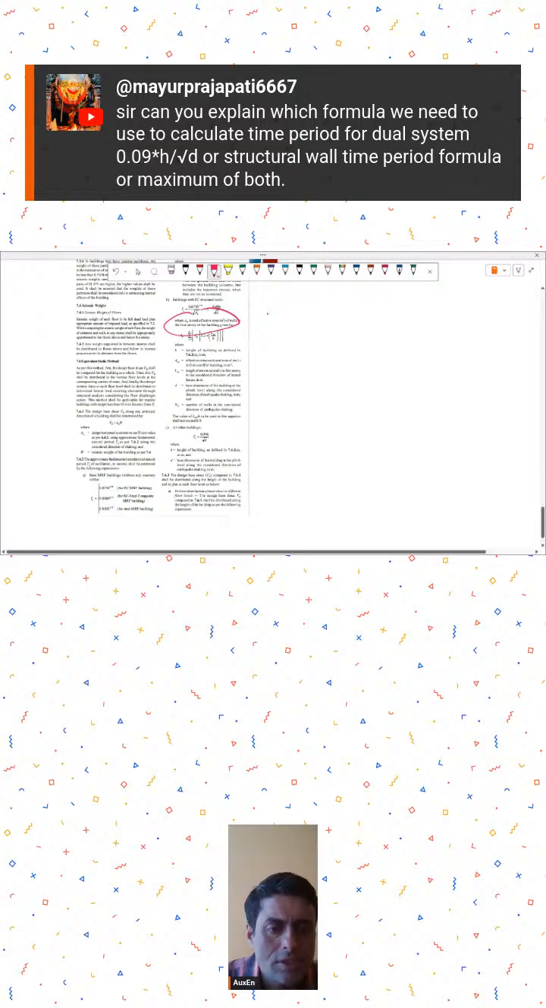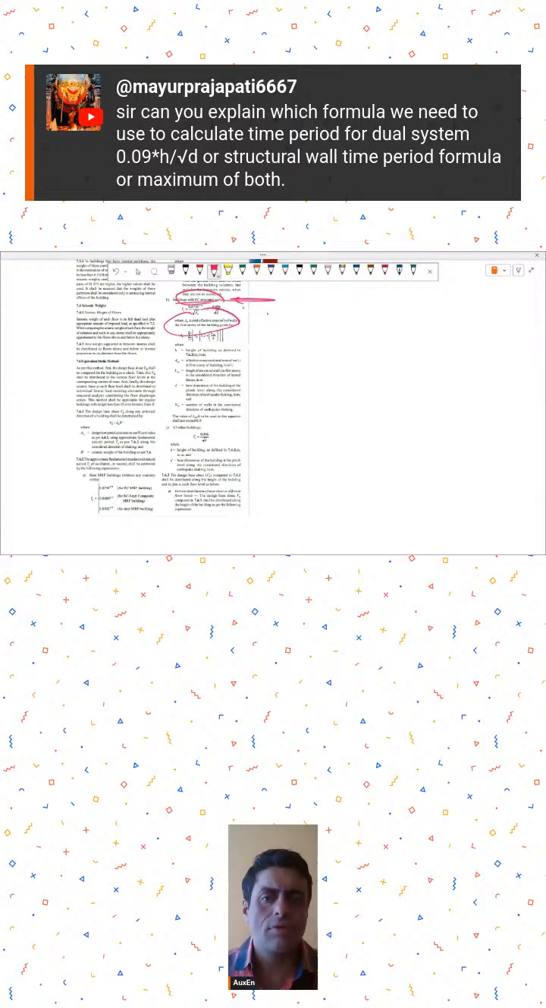Now for dual systems, which time period to consider? Buildings with RC structural walls, you calculate according to this and follow this guideline. Calculate 0.075 h to the power 0.75 divided by under root AW. This time period has to be greater than or equal to 0.09 h over root D. So accordingly, you calculate both these values and then take the appropriate time period. Because a dual system has RC structural walls, we will go with this provision B, and accordingly you can do the time period calculation. Okay.